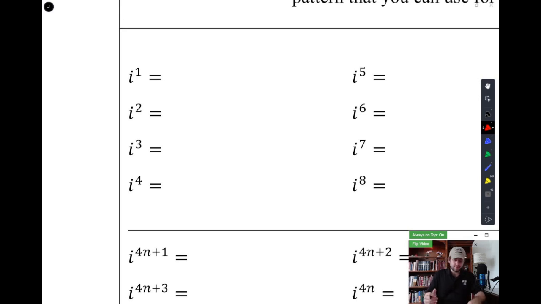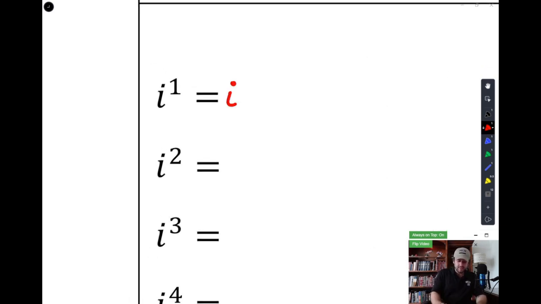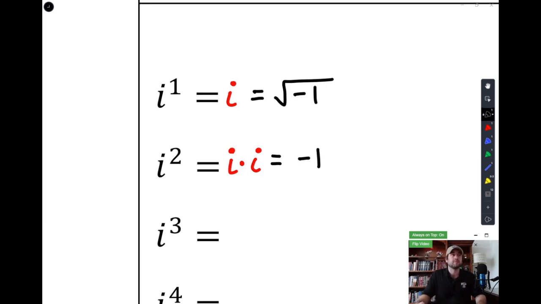i to the first power is just i, and if you remember the definition of this, it was the root of -1. Now, using properties of exponents, that exponents can be split up, we're going to say i squared is just the same thing as i times i. And we already said this today. This just results in -1 when you cancel the square root.